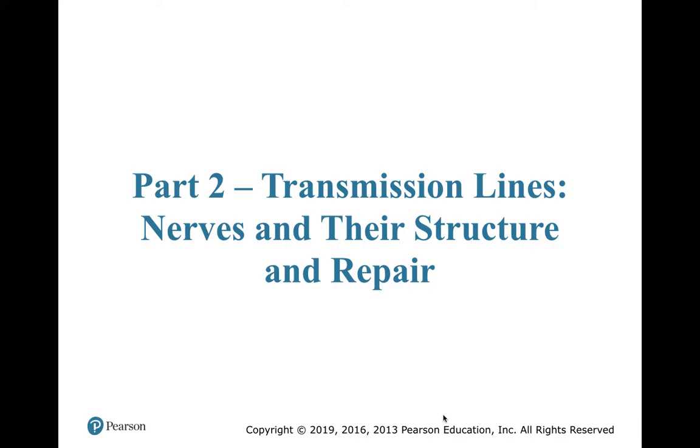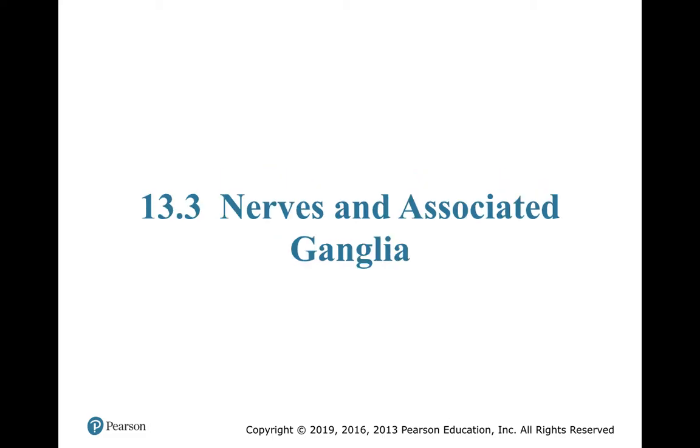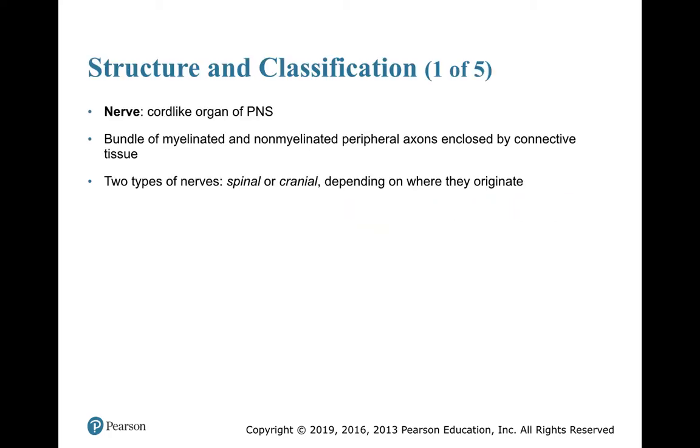Transmission lines, nerves and the structure of them, and the repair. And the repair might surprise you, but in the peripheral nervous system, we can get some repair depending on what part of the nerve is damaged. So let's start with nerves. And remember, we said groups of cell bodies in the peripheral nervous system would be called ganglia. So associated ganglia. A nerve is a cord-like organ.